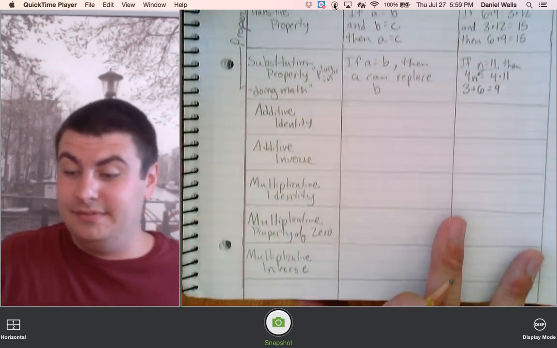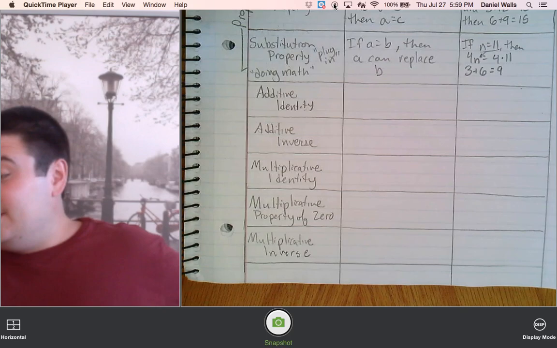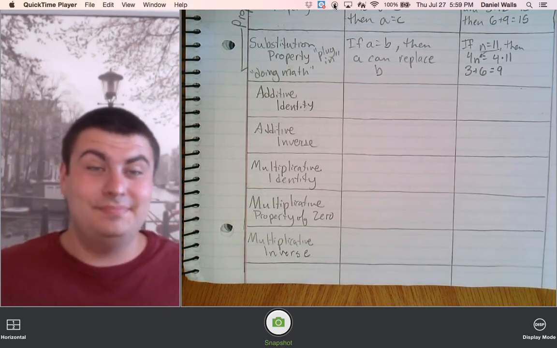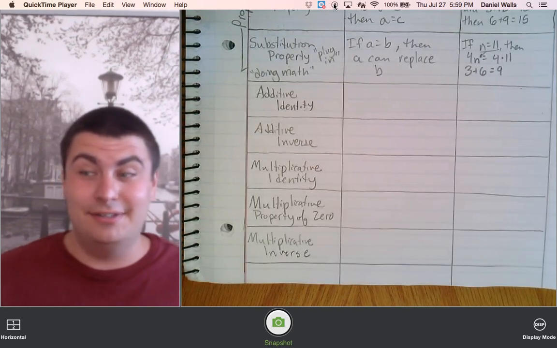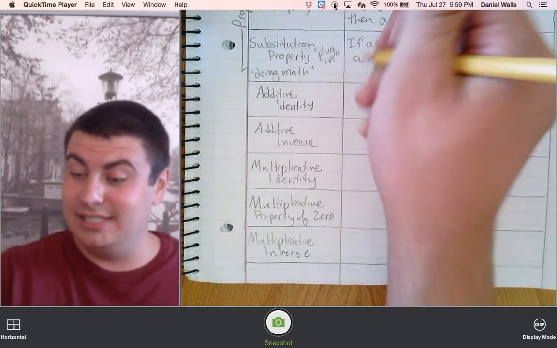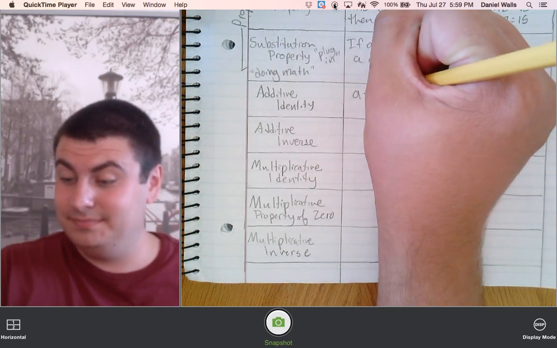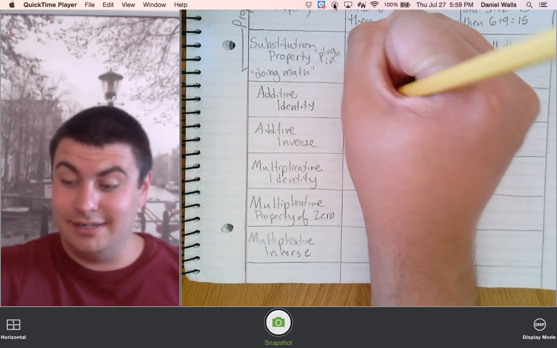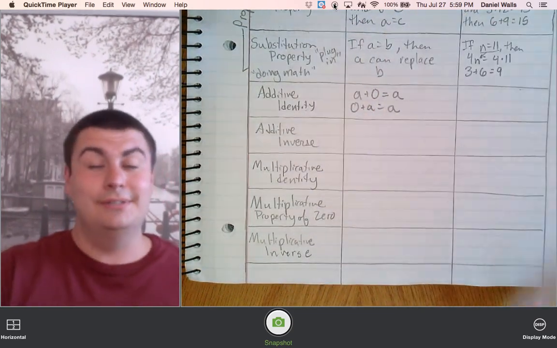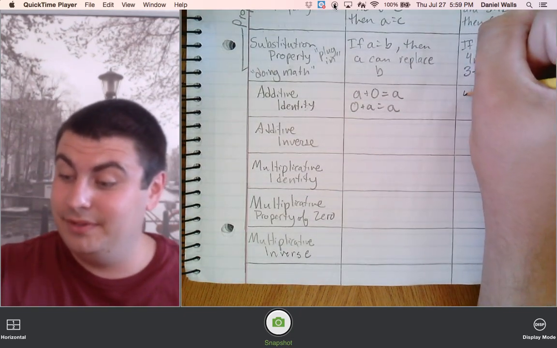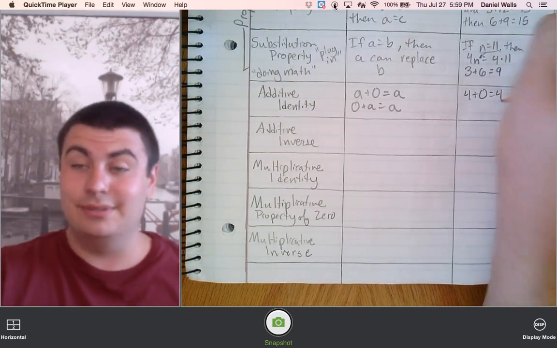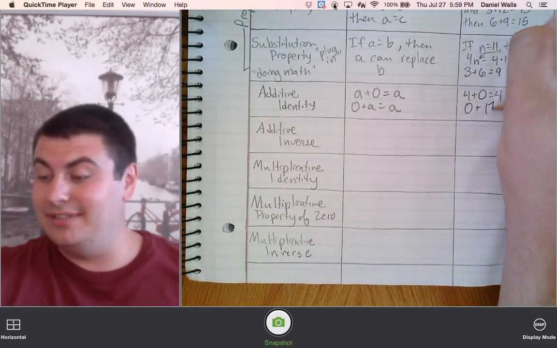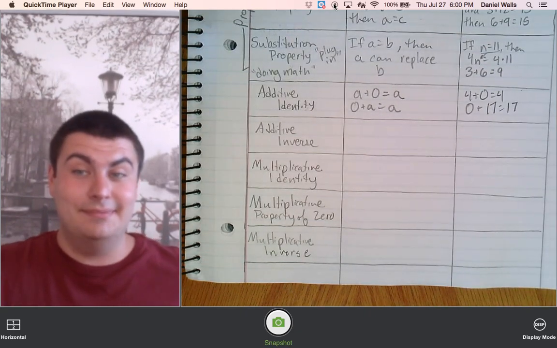All right, let's move on. So we're going to look at the additive identity next. The additive identity says that for any number, the sum of that number and 0 is that number. So essentially, a plus 0 equals that number, a, or 0 plus that number is equal to that number. So for example, 4 plus 0 equals 4, just as 0 plus, let's say, 17 equals 17.